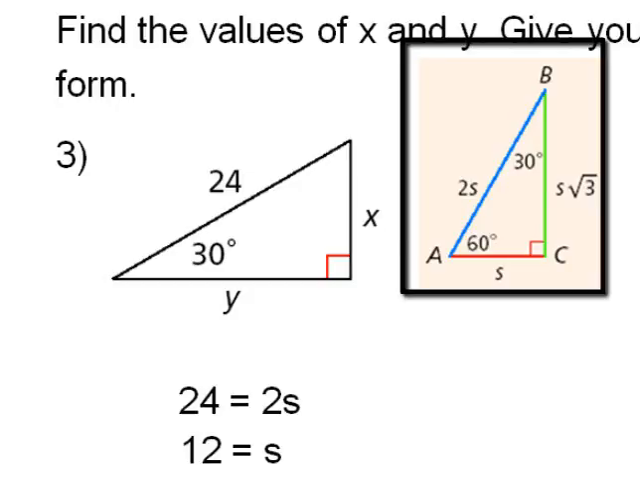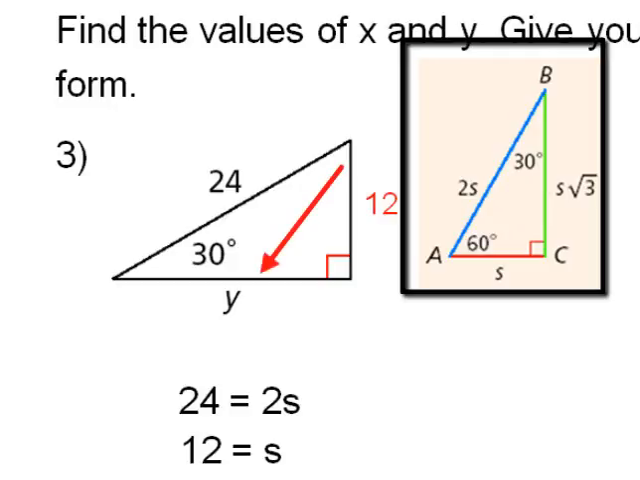So now that I know what s is, I can plug that into the rest of the sides of the theorem, and I can find the missing side lengths of this problem. If I look across the 30-degree angle, that's the side that they're calling x, and in the theorem, across the 30-degree angle is s. So that side just measures the value of s, and we figured out that was 12. Okay, and then the next side is y.